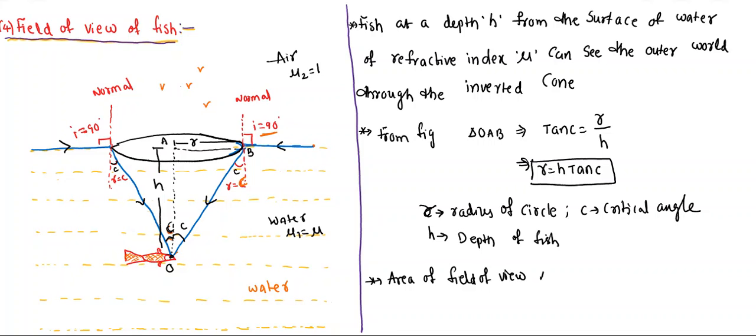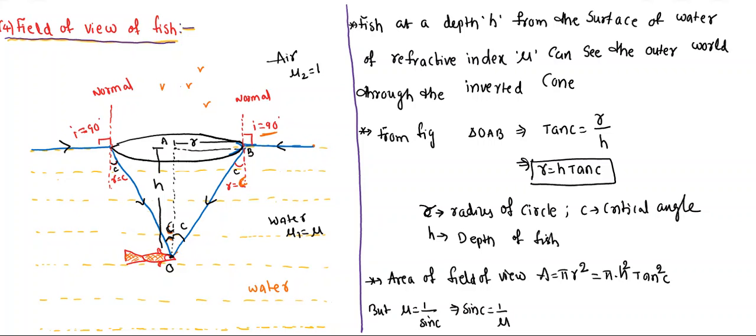Area means it is pi r squared. Here we write pi into r, which is h tan c, so we write h squared tan squared c. But we know one thing, that nu is equal to 1 by sin c. From this, if you want to find out sin c, you will get 1 by nu.